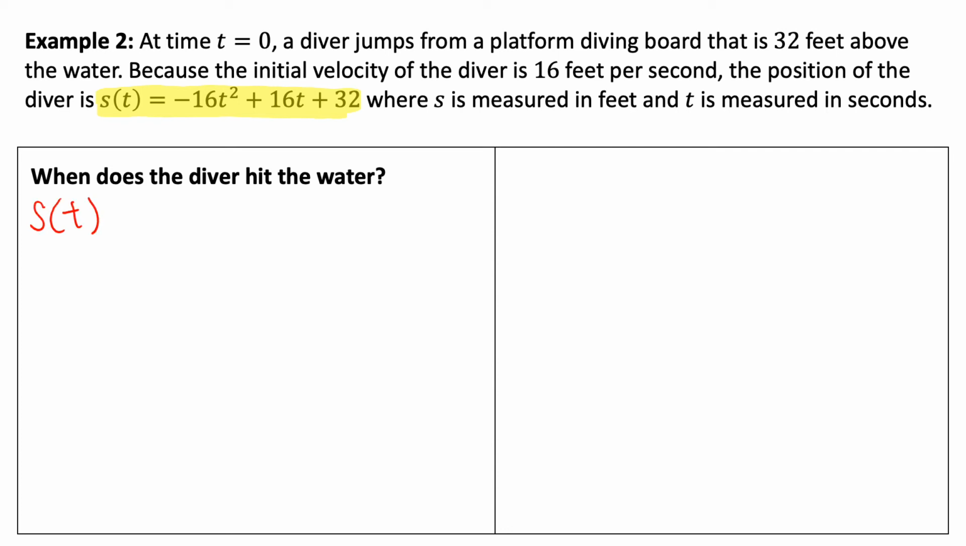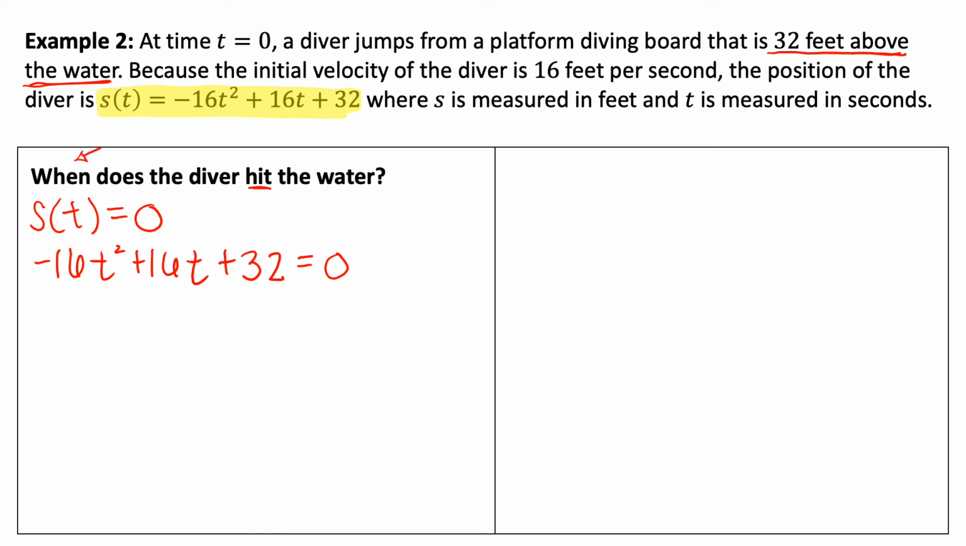And notice that the 32 feet, our initial position, was defined as being above the water. So if we want to know when we actually hit the water, we want to know when we are 0 feet above the water. So we want to take our position function and set it equal to 0. So we're going to take this negative 16t squared plus 16t plus 32 and set that equal to 0, and then solve for t to answer the question of when.